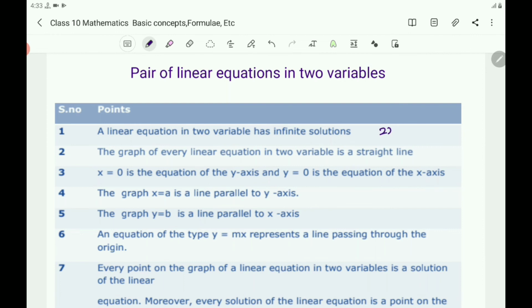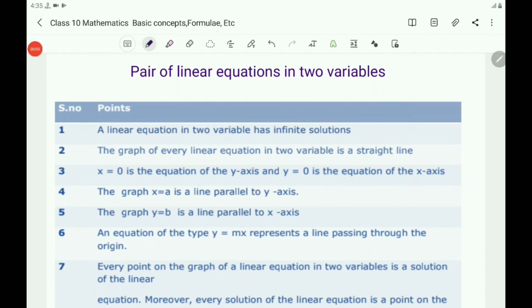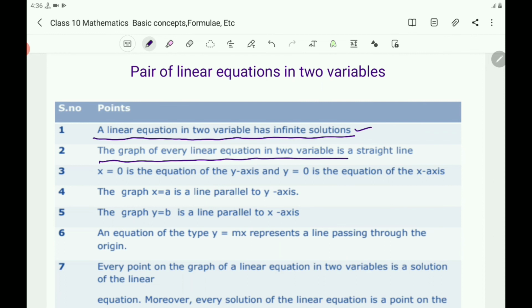If you take 2x plus 3 equals 7, then what is the value of x? It must be 2 only, because 2 into 2 is 4, 4 plus 3 is equal to 7. So the value of x is 2 only, and that is only one solution. In 9th standard, you studied that a linear equation in two variables has infinite solutions. The graph of every linear equation in two variables is a straight line.